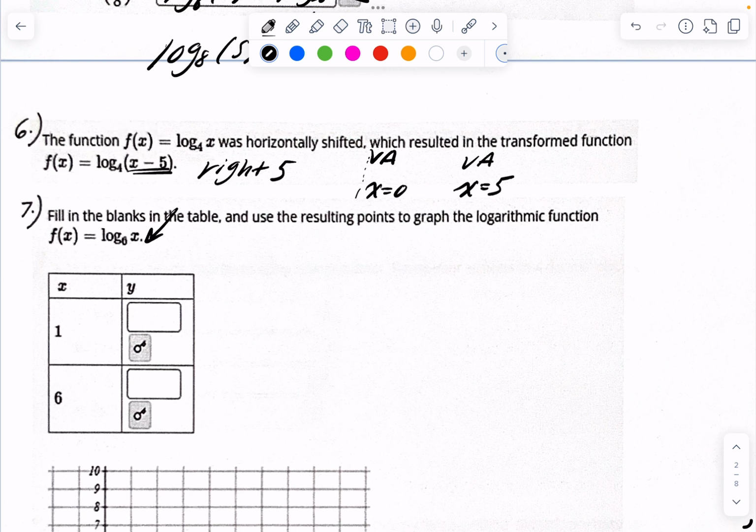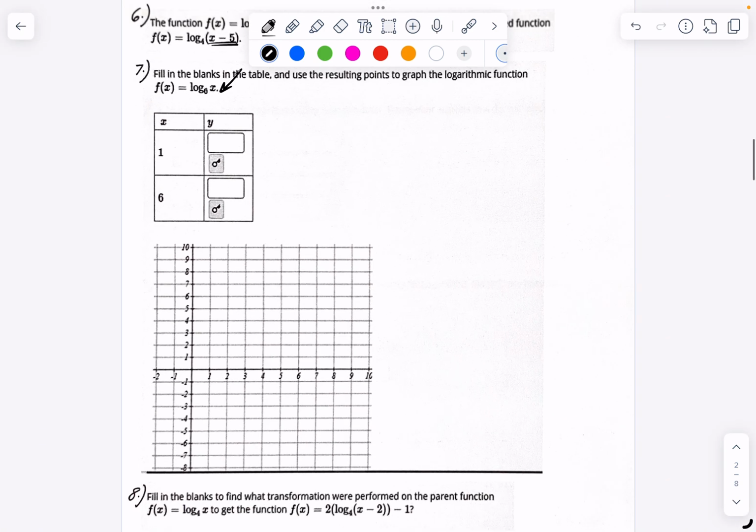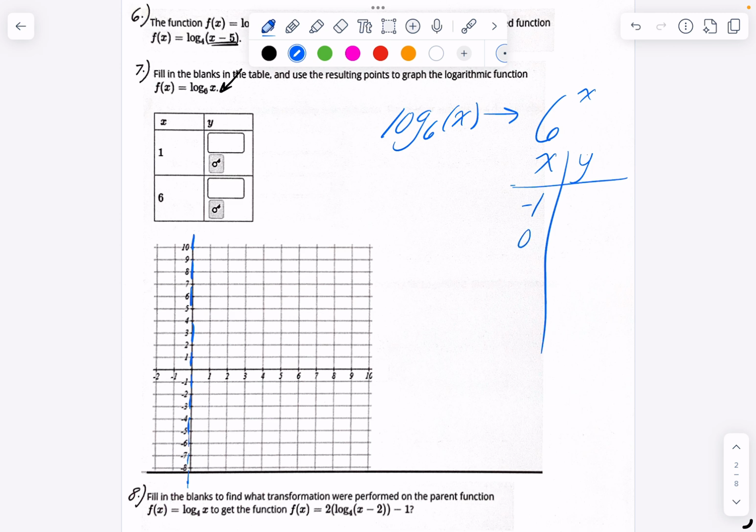To graph log base 6 of x, we would say to ourselves, okay, all logarithms, unless they're shifted left or right, have a vertical asymptote at 0. And then to graph a log, instead of calculating log base 6 of x, we would instead calculate its inverse, 6 to the x, and then switch our x and y points. So let's plug in -1, 0, 1, and 2. 6 to the -1 is a decimal. So let me put it in a calculator real quick, just for graphing. 6 raised to the -1 is 0.1-ish.